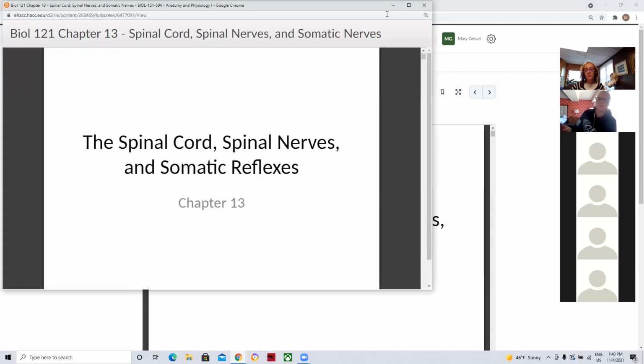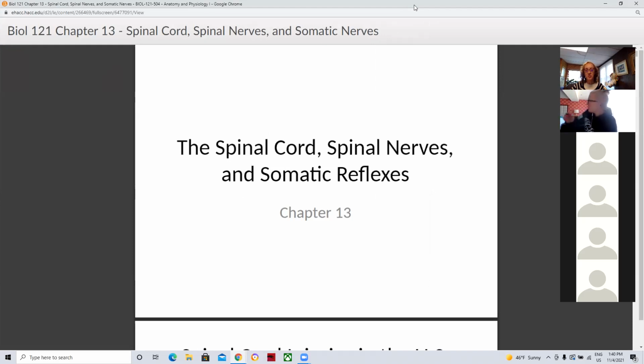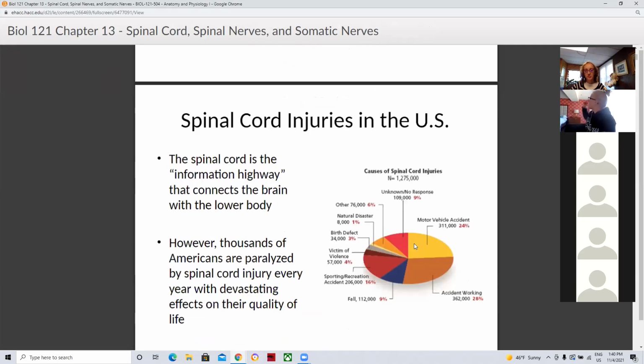So the spinal cord, spinal nerves, and somatic reflexes. Spinal cord injuries in the US. The spinal cord is this information highway that connects the brain to the lower body. However, thousands of Americans are paralyzed by spinal cord injuries every year. Why are spinal cord injuries so devastating? Because they can paralyze you. Well, why can they paralyze you?